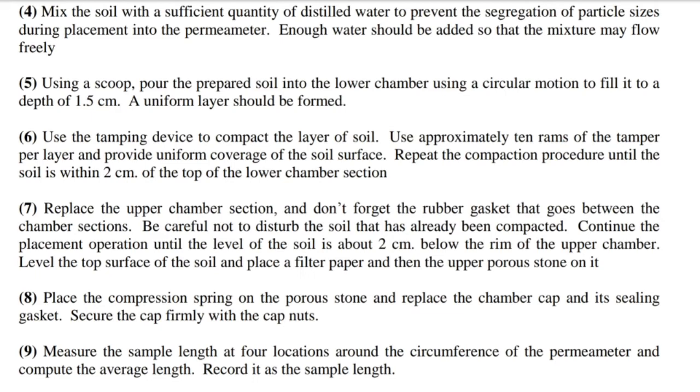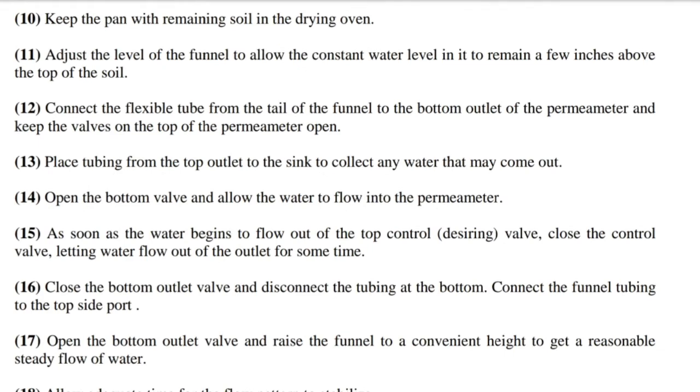9. Measure the sample length at 4 locations around the circumference of the permeameter and compute the average length. Record it as the sample length. 10. Keep the pan with the remaining soil in the drying oven. 11. Adjust the level of the funnel to allow the constant water level in it to remain a few inches above the top of the sample.